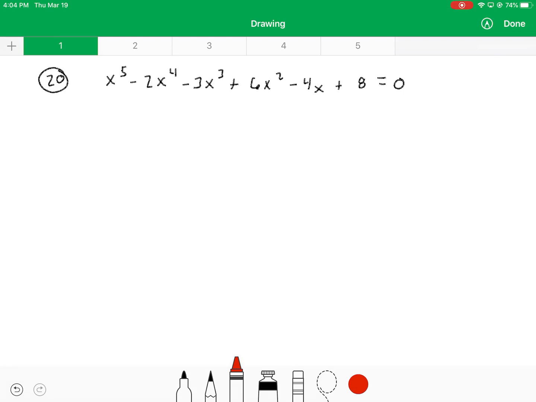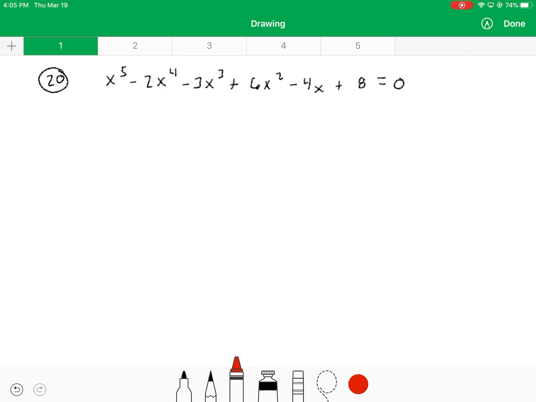Hey everyone, just wanted to make a quick video, put it out there for you if you need a little more help on the rational zero theorem. So this example I'm going to cover is actually problem number 20 from the 6.9 worksheet that you were all assigned yesterday. So I'm going to just work through this one, okay?